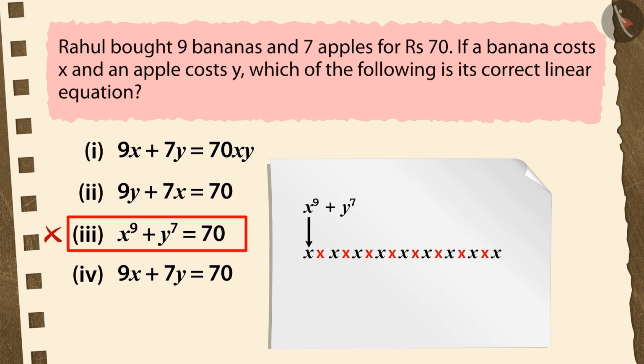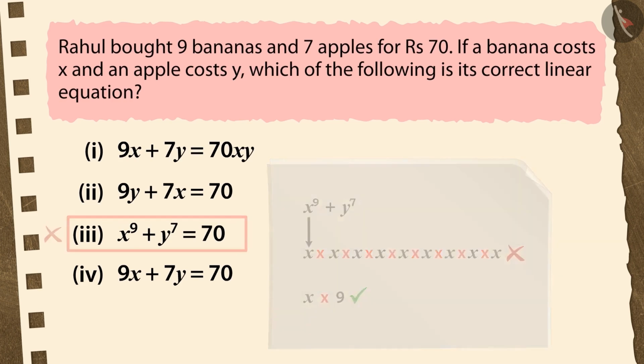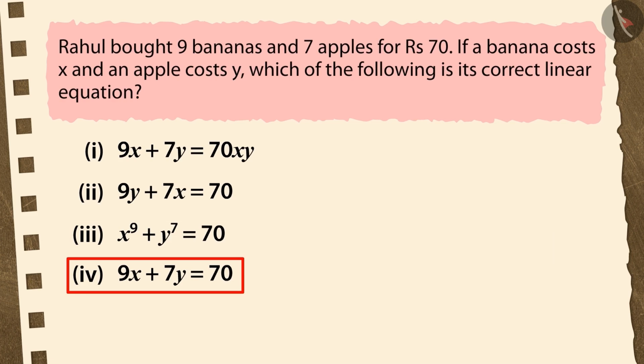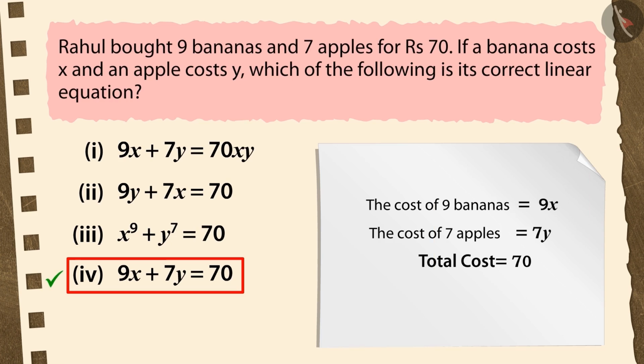x raised to 9 plus y raised to 7 means multiplying x 9 times, while to find the value of 9 bananas, we have to multiply x by 9, not x 9 times. If you have chosen the fourth option, that's exactly right. The price of 9 bananas will be 9 times x, that is 9x. Price of 7 apples is 7y and 9x plus 7y equals 70, which is the total price.